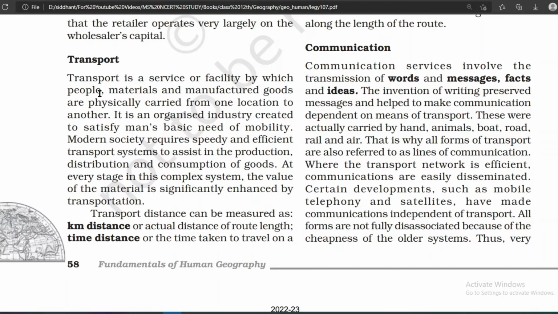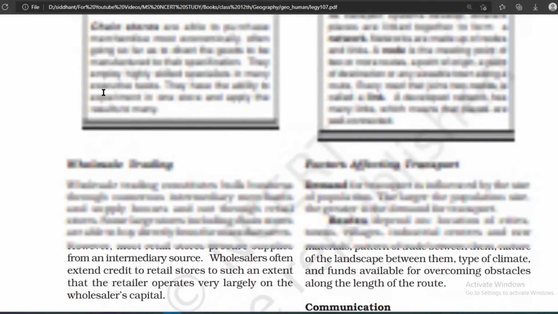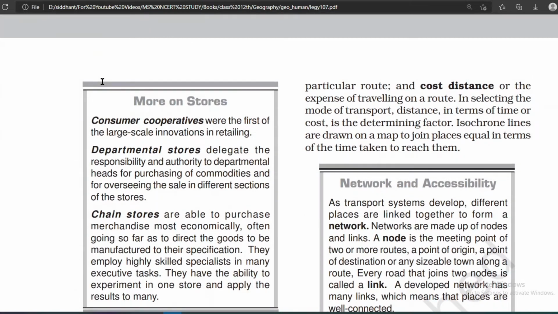Transport distance can be measured as kilometre distance, or the accurate distance of route length; time distance, or the time taken to travel on a particular route; and cost distance, or the expense of traveling on a route. In selecting the mode of transport, distance in terms of time or cost is a determining factor. Isochrone lines are drawn on the map to join places equal in terms of time taken to reach them.